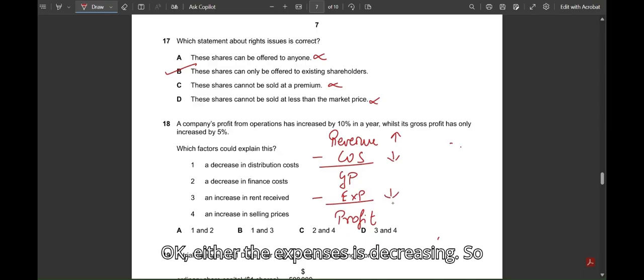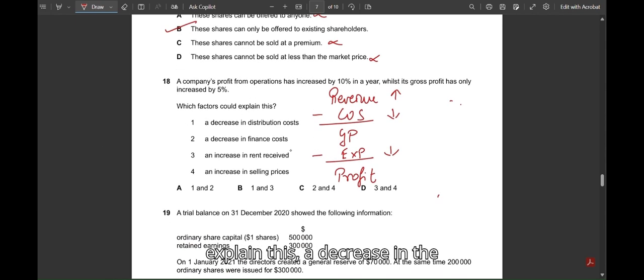Okay, either the expenses are decreasing. So these are the reasons the profit will increase. Now again, this question, let's see which factor could explain this. A decrease in the distribution cost. Just now, as I said, even if the expenses are decreasing, this would be one of the reasons to increase the profit from operation. So yes, this is right, or this can be included.